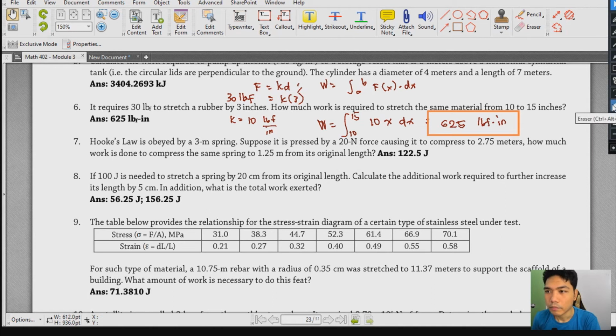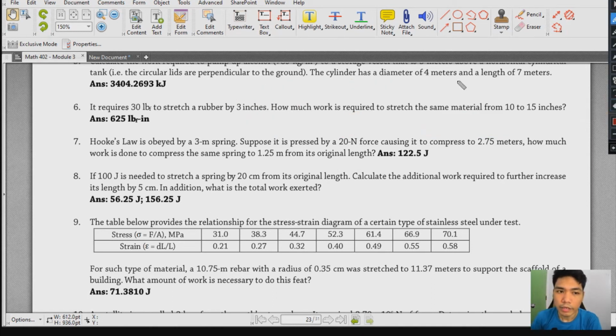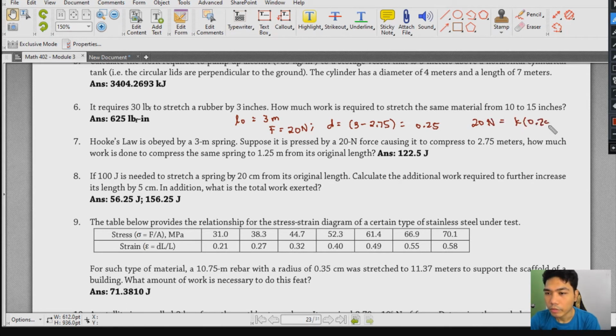So for example, let's just do it. Let's say you have a 3 meter spring, so that's the original length. And it says here the force required to compress that is 20 newtons, and 0.75 was the effect on the compression. So the D would be equal to 3 minus 2.75, because it's not 2.75 but the difference between the original length and the final. So that's 0.25. Therefore, to determine your value of K, 20 Newton is equal to K times 0.25 meter.